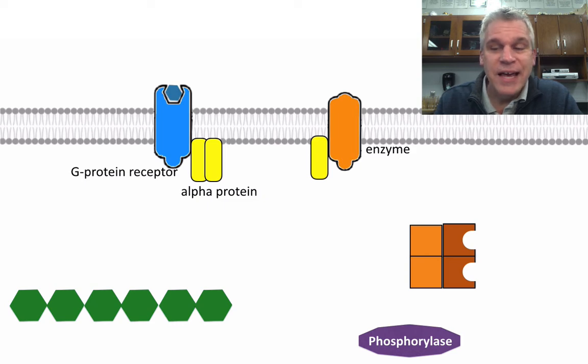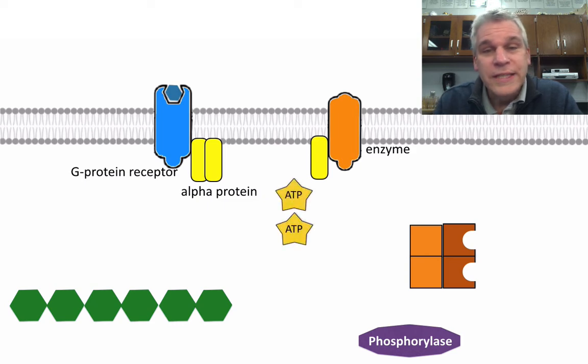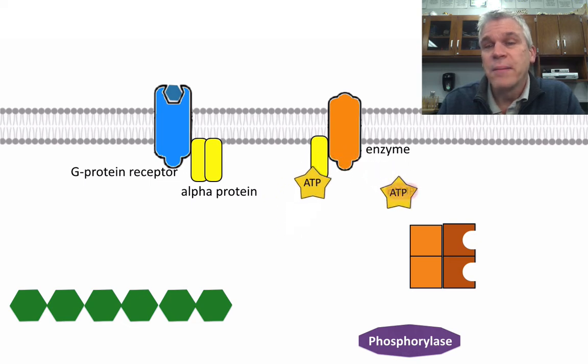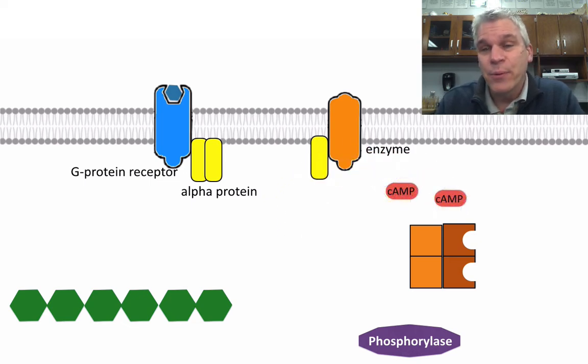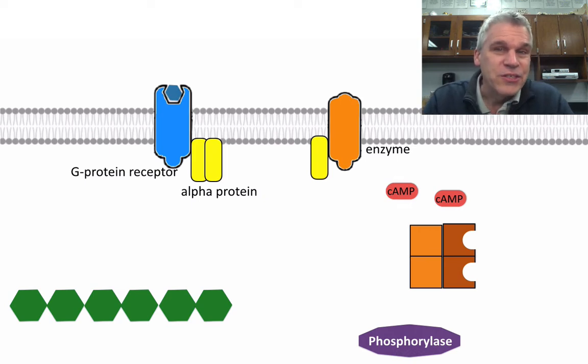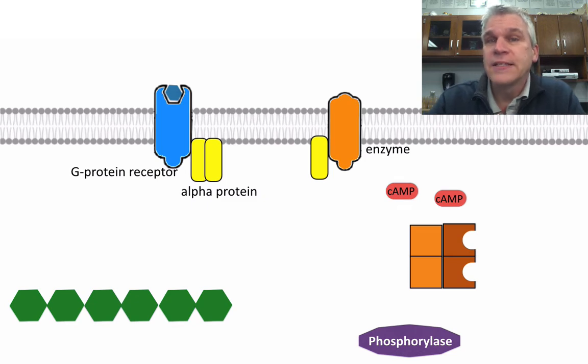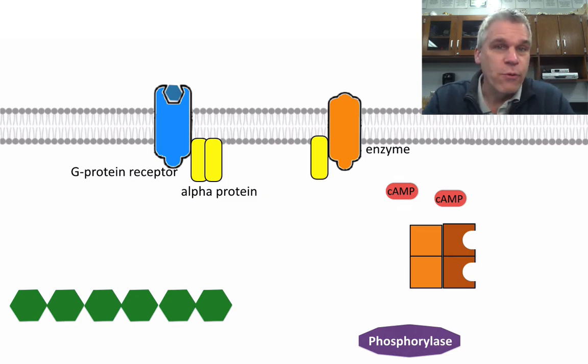Now this enzyme, adenylyl cyclase, will take ATP and break it down into a molecule called cAMP, or cyclic AMP. Now AMP is just ATP, but two phosphates have been removed. So remember, ATP has three phosphates. If we remove one, it becomes ADP, adenosine diphosphate. And if we remove two, it becomes AMP, adenosine monophosphate.